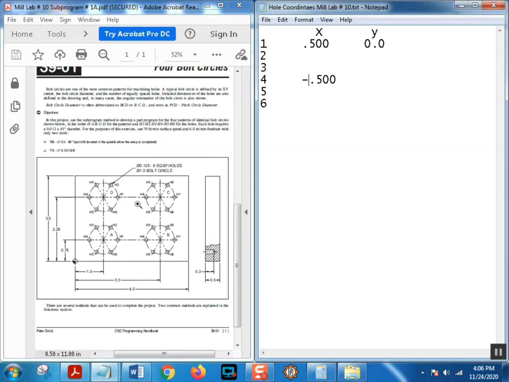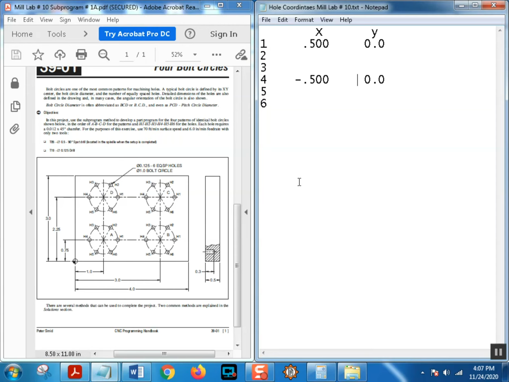Again, it makes the math a whole lot easier. I don't have to add these distances to everything. So yeah, minus 0.5 looks just great. I'll take one space out of that. And Y, of course, is still going to be 0, so I'll put a 0.0 there. This time we won't get crazy with it. There we go, Control S.